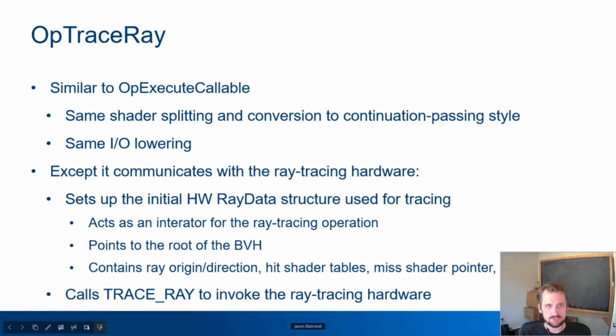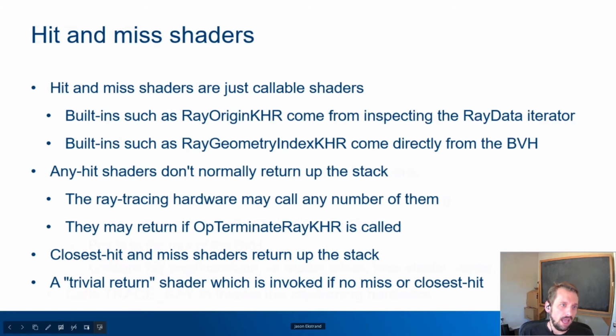So how do these work? Hit and miss shaders are just callable shaders. There's nothing interesting going on. When we have any built-ins like ray origin, we just look at the ray data iterator and we pull the information out. We stuffed it in there when we executed the trace ray, and now we can pull it back out. If we're looking at something like ray geometry index, that comes out of the BVH. There's stuff in the ray data iterator that lets us get at the BVH thing that got hit, and so we do that and we read it out of the BVH. And that's the way we get most of the built-in information.